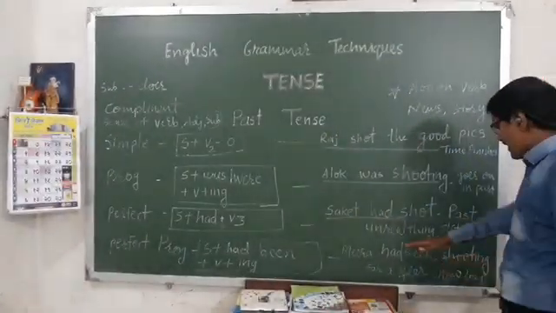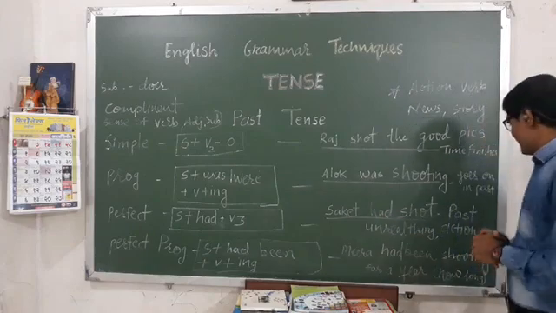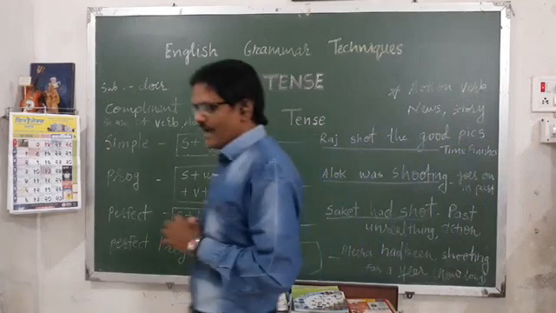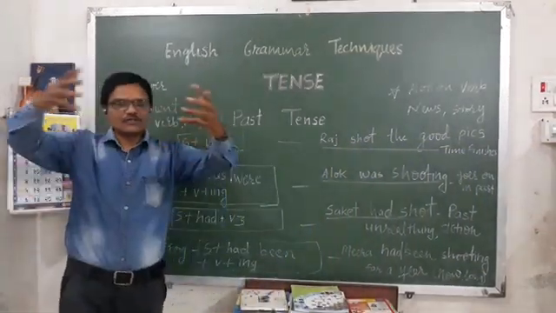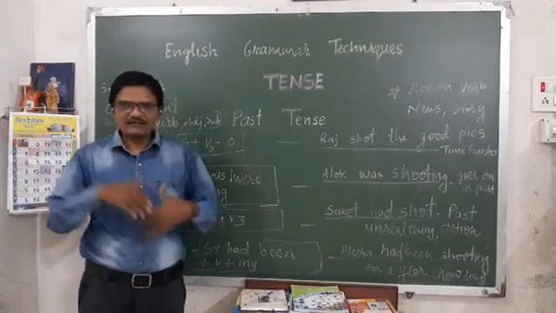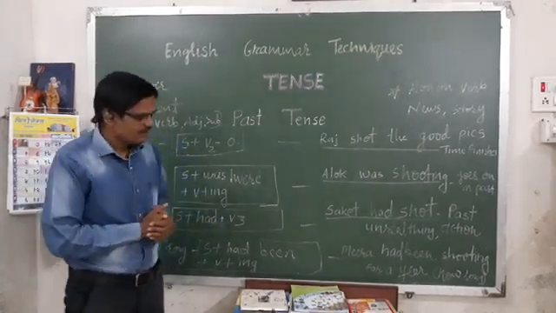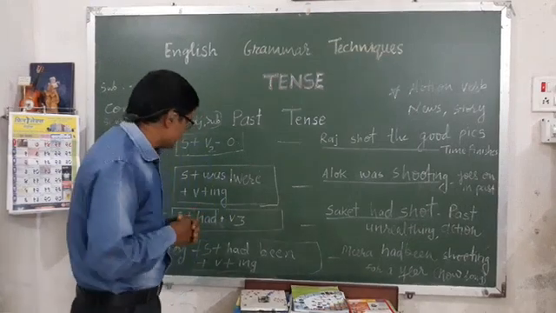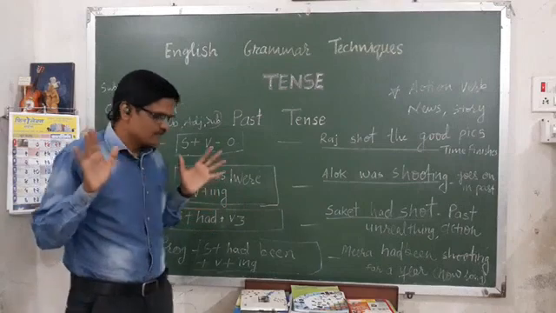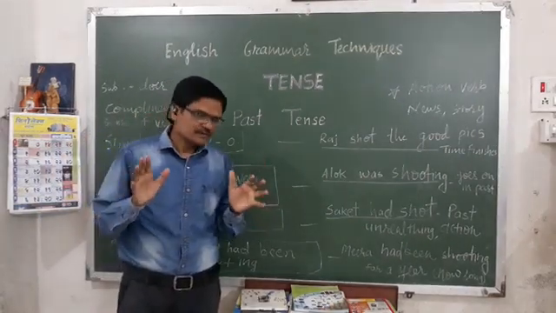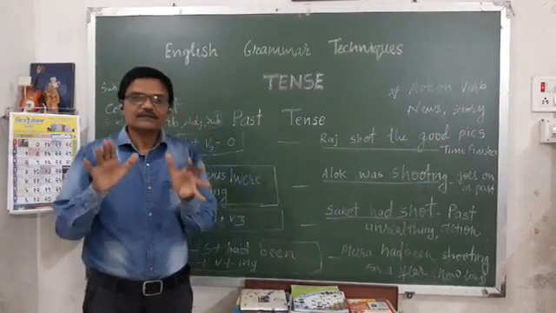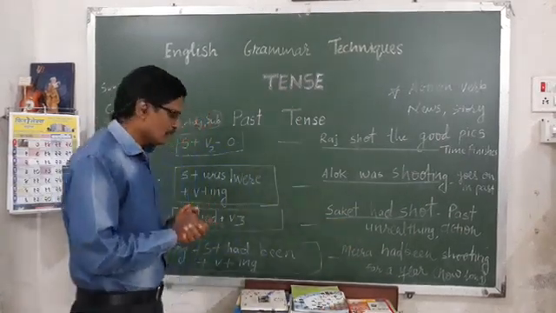Sometimes it is the past action of an unreal thing. Sometimes, when one action takes place and another action takes place before that, the earlier event has to be used in past perfect tense. Subject plus had plus V3 form, plus subject plus had plus V3 form, plus object of the verb.